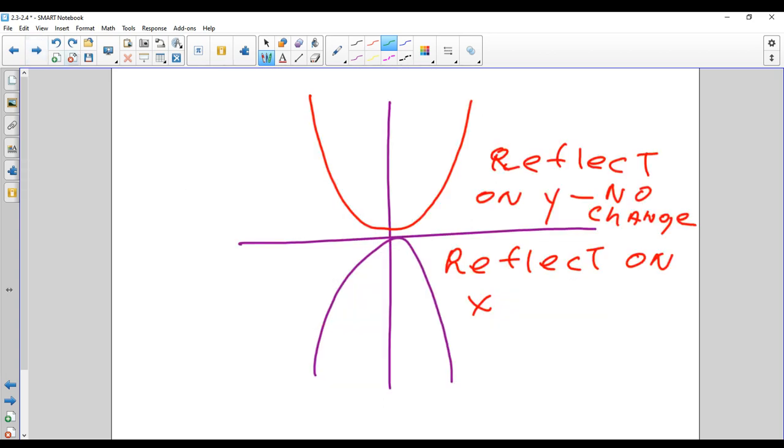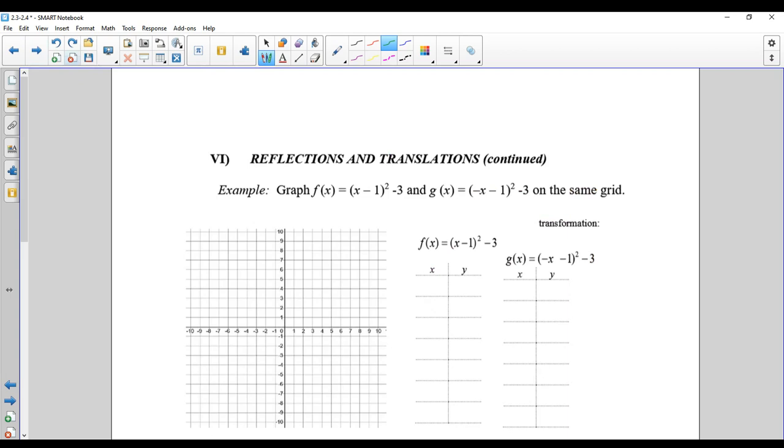No, that's not the page you want. The original function is x minus 1 squared minus 3. We're going to get to what that looks like in just a minute.